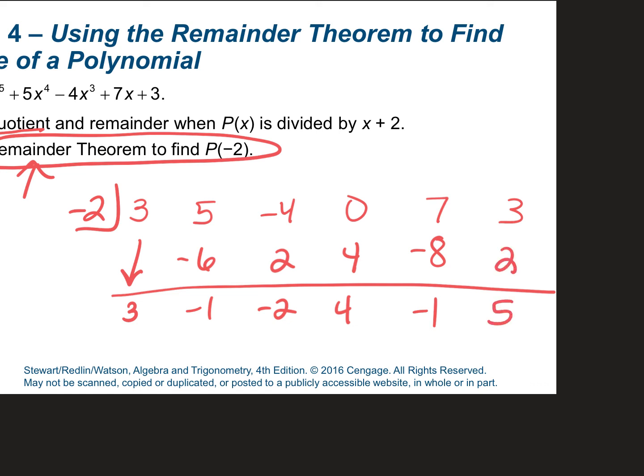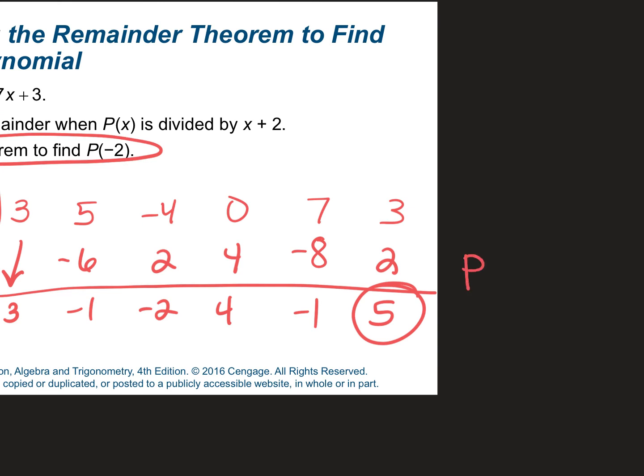Now, when they say use the remainder theorem, what is the only thing that matters? The 5, the remainder. So you would answer this question. This is on your quiz. You would say P of negative 2. When I evaluate, when I synthetically divide using negative 2, what is my answer? 5. That's how you would answer that question.